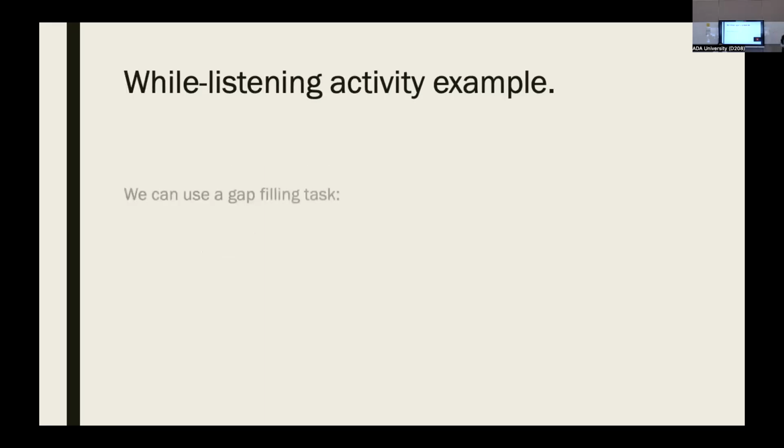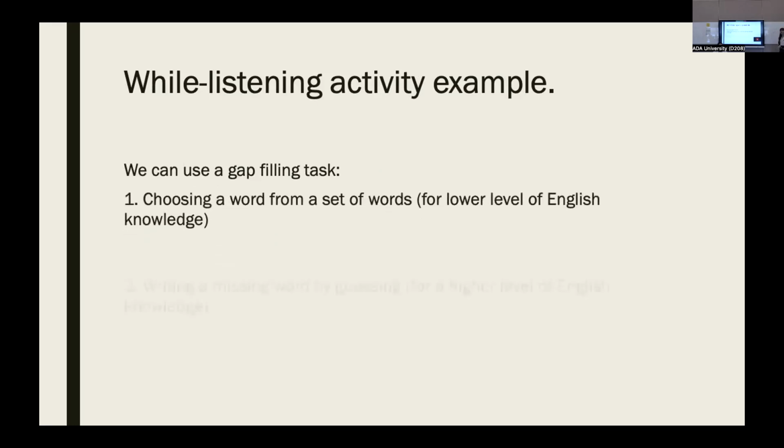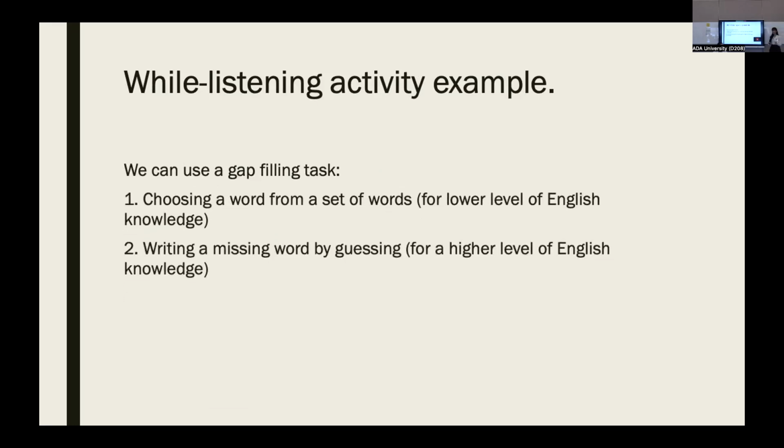As a while-listening activity example, we can use gap-filling tasks, but we can divide it into different tasks. How? If our students have a lower level of English knowledge, we can use gap-filling tasks where they choose the word from the box. Because if they don't know how to write the word, they can just guess, oh, this pronunciation should be this word. But if we have students with a higher level of English, we can ask them to just write the missing words. So they should guess the word by pronouncing it after several times.